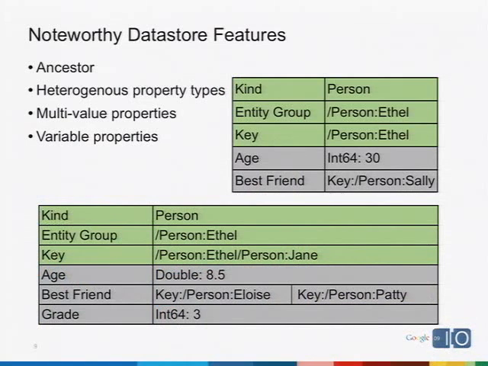And then the final thing I want to point out is that Jane, this child record here, has a grade property. Jane's parent, Ethel, doesn't have a grade property. So it's perfectly acceptable for one entity of kind person to have a certain set of properties and another entity of kind person to have a different set of properties.